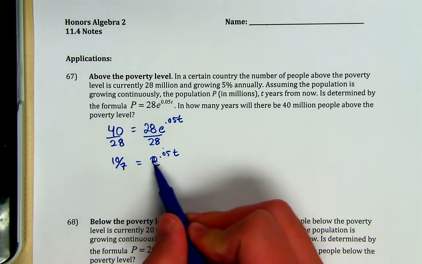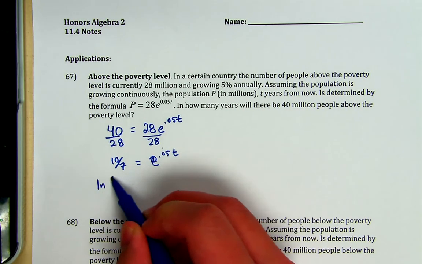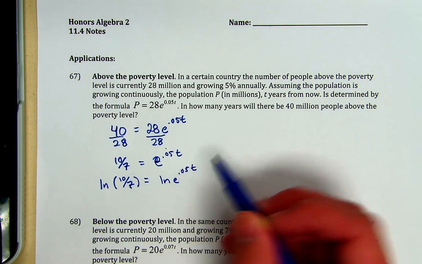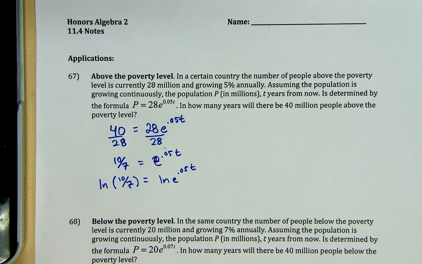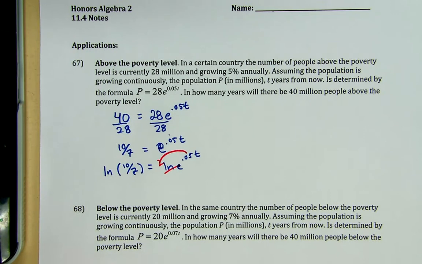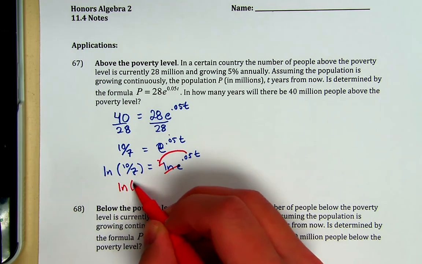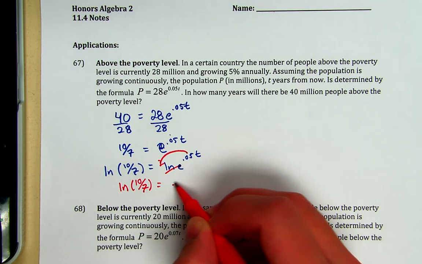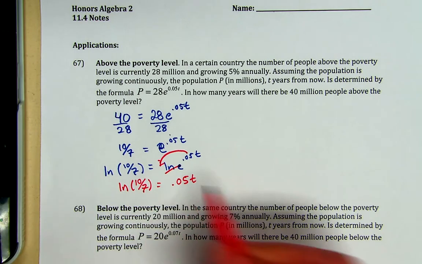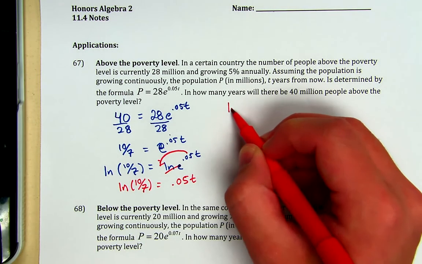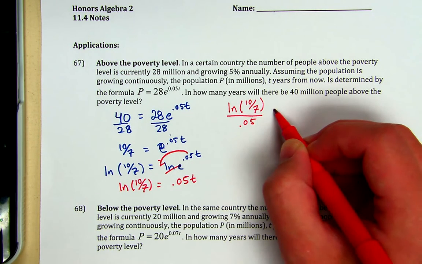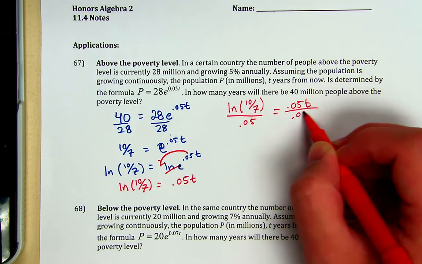Now, again, to get rid of e, we need to take the natural log. So I'm going to do the natural log of 10 sevenths equals the natural log of e^0.05t. And again, that's where you realize, oh, hey, natural log of e is just 1. And then I have that power rule. I can bring down 0.05t times 1. So now I have the natural log of 10 sevenths equals 0.05t. In order to finish this problem off, I want to solve for t, so I need to divide by 0.05. So the natural log of 10 sevenths divided by 0.05 equals 0.05t divided by 0.05.